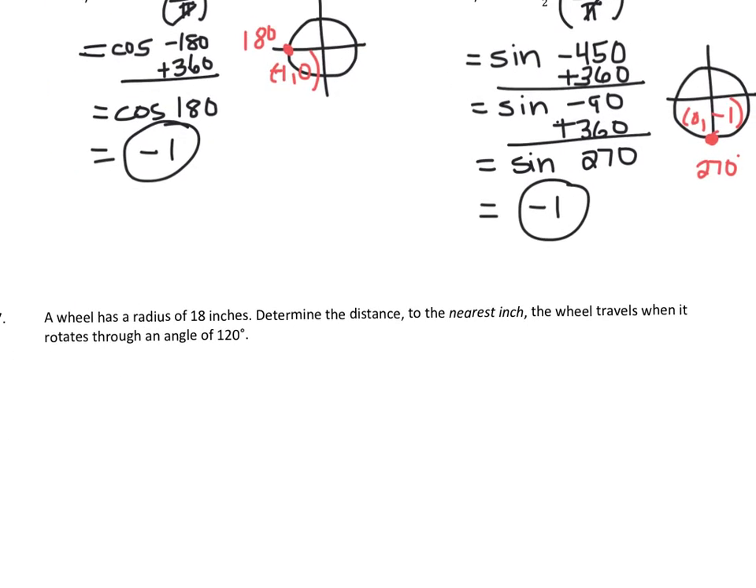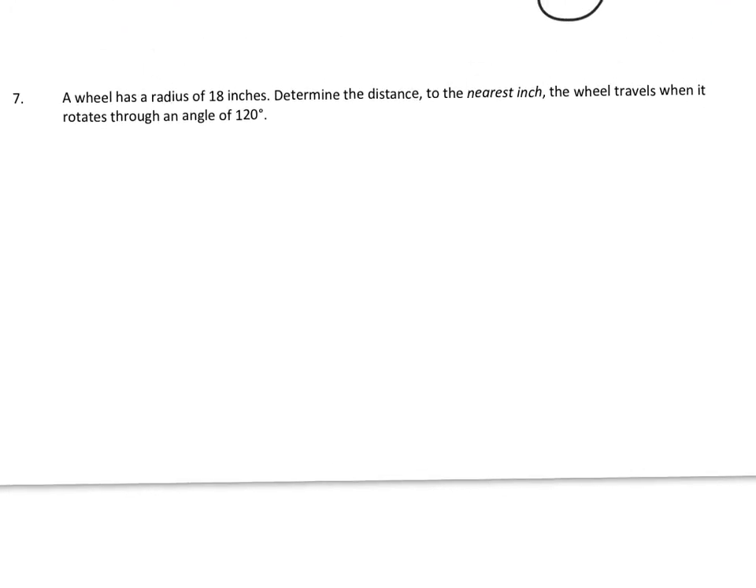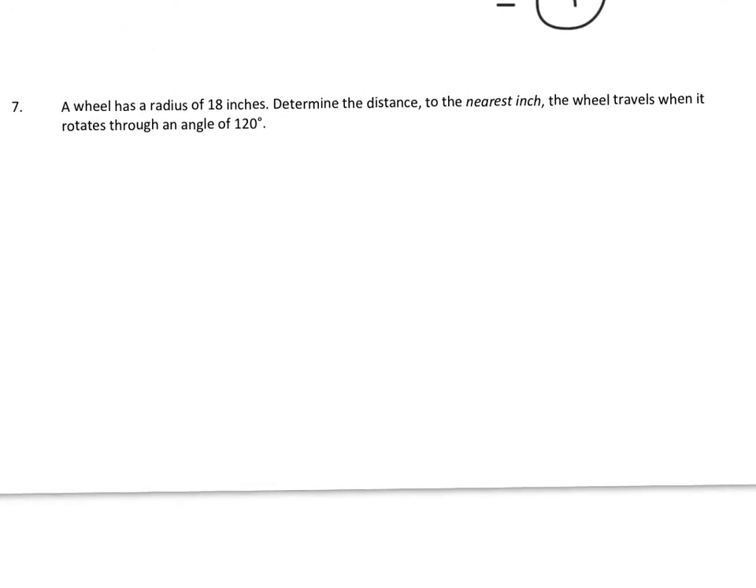All right, so let's take a look at number 7. It says a wheel has a radius of 18 inches. All right, so I'm going to draw this out. So I have a wheel, and its radius is 18 inches.